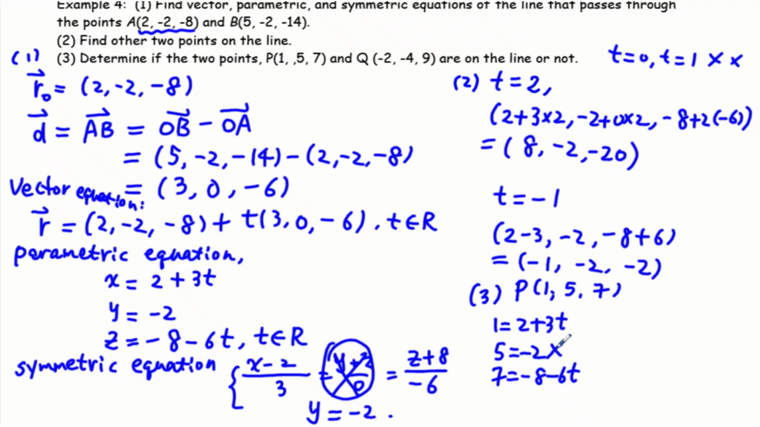Because 5 is not equal to -2, so not on the line. And Q, we do the same thing. -4 is not equal to -2, so not on the line.